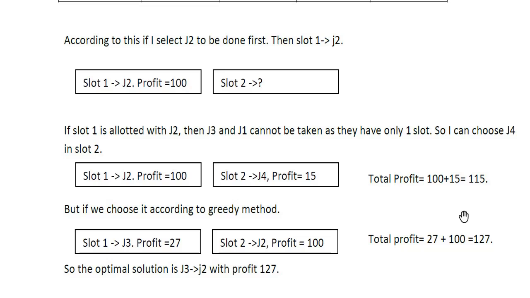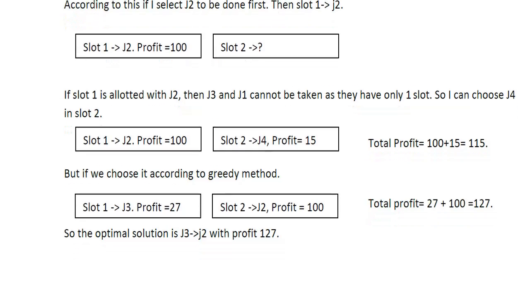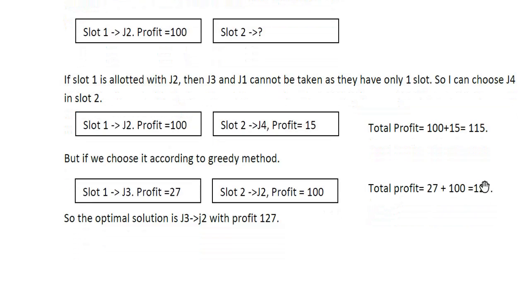So everyone, in the exam you have to state both solutions and tell which solution is optimal amongst these. So according to the greedy algorithm, slot 1 is given to job 3, slot 2 is given to job 2, and the profit earned would be 127.